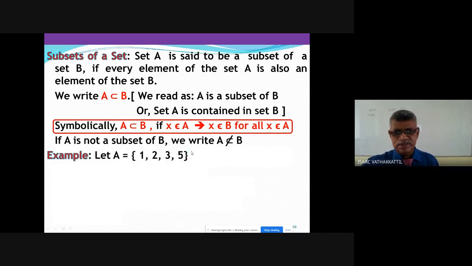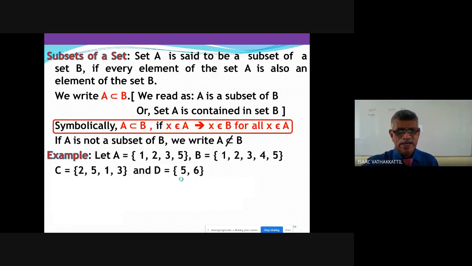Now let's take some examples. Suppose A is {1, 2, 3, 5}. B is {1, 2, 3, 4, 5}. Let me take one more set, C is {2, 5, 1, 3}. And D is {5, 6}. We can easily observe A is a subset of B because all the elements, 1 is there, 2 is there, 3 is there, 5 is also there. All the elements of A are present in B. So A is a subset of B.